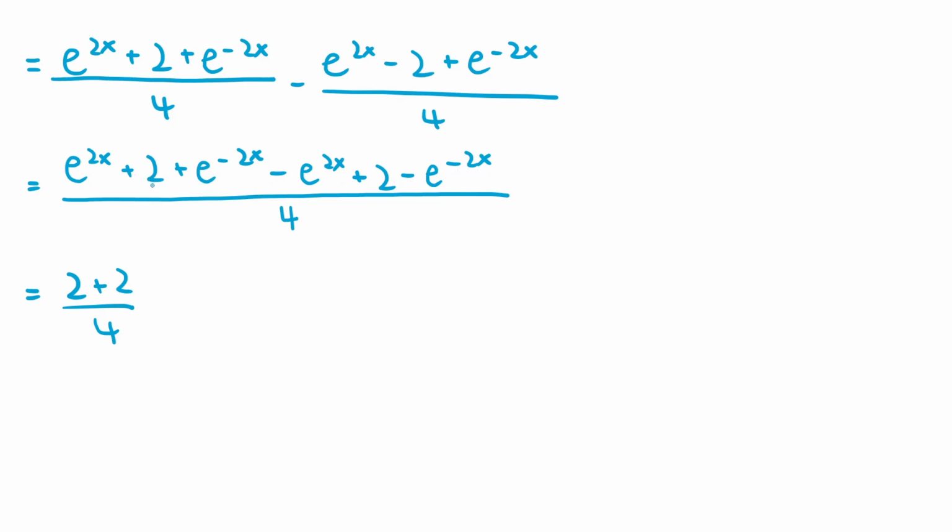So we're just left with 2 plus 2 in the numerator. So this is just 2 plus 2 over 4, which is equal to 4 over 4, which equals 1. So we started off with cosh squared of x minus sinh squared of x, and we ended up with 1. So this means we can confirm that cosh squared of x minus sinh squared of x equals 1.